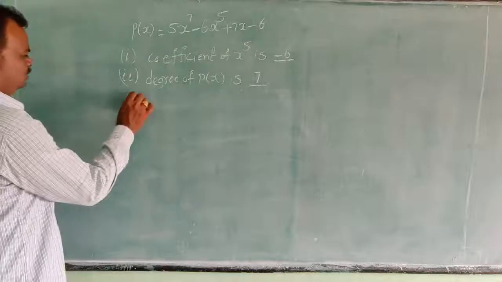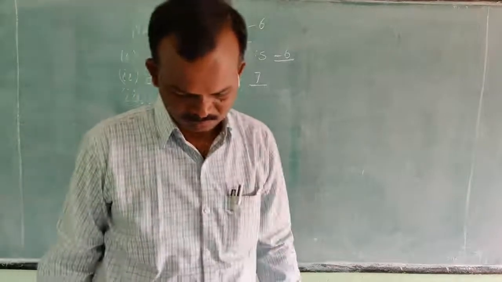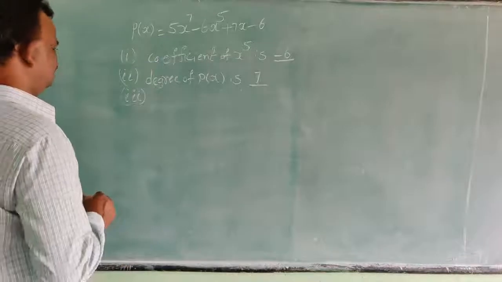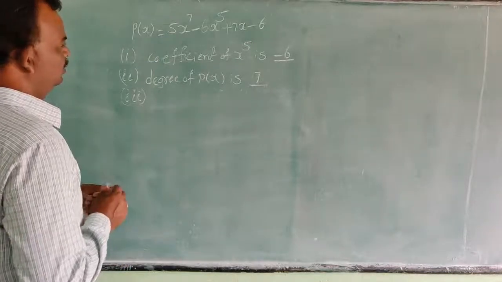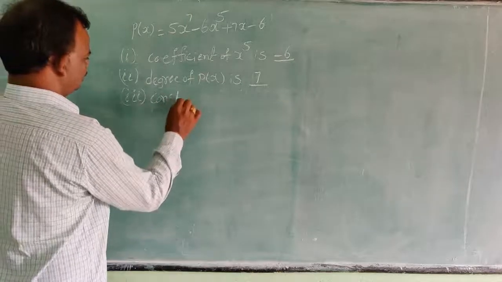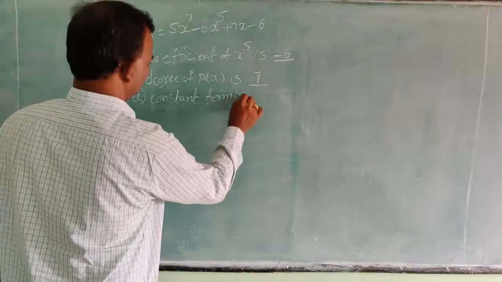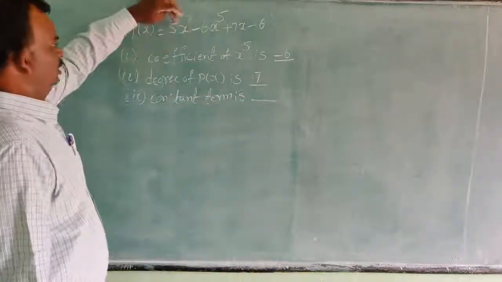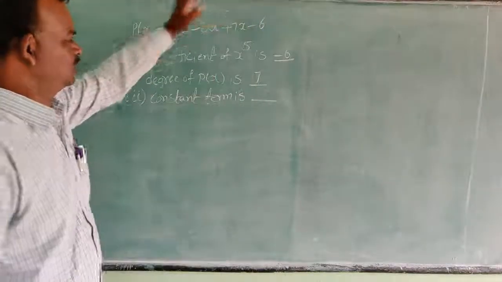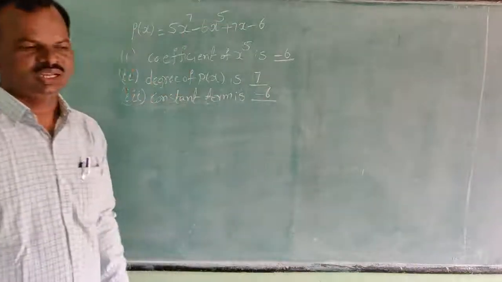And the third one is the constant term. The constant term means there is no variable in that term. Here, the term with no variable x is -6. So the constant term is -6.